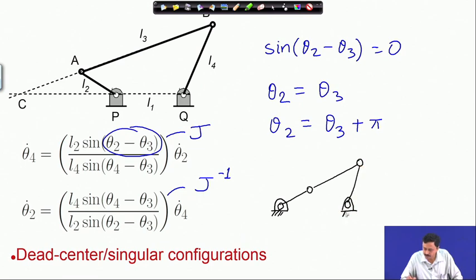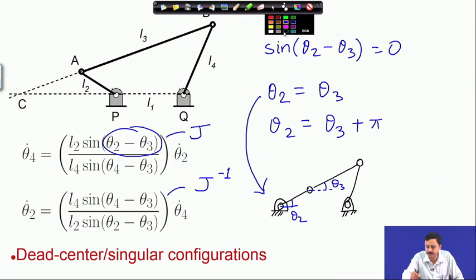This is the configuration where theta 2 equals theta 3, this is theta 2 and this is theta 3. As you can see, theta 2 equal to theta 3, and this we have discussed is a dead center configuration. So, this is for this case. Let us look at the other case, theta 2 is theta 3 plus pi.